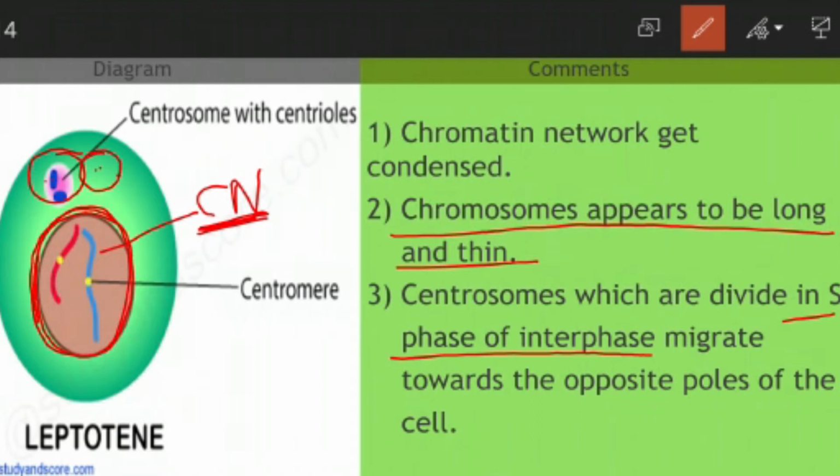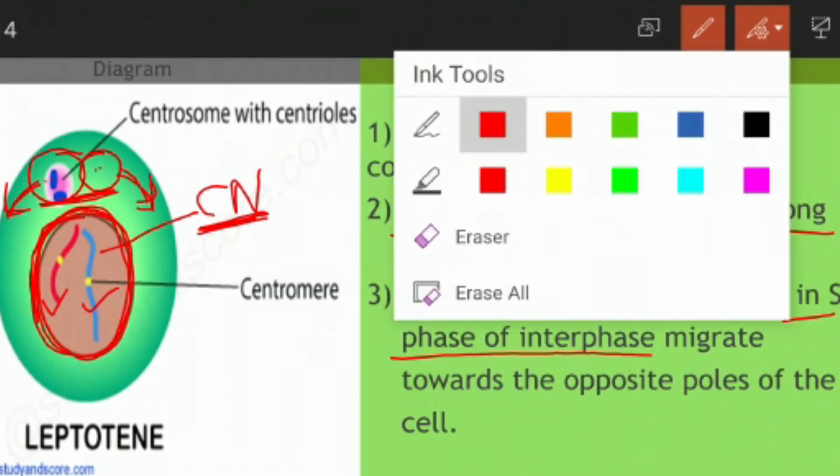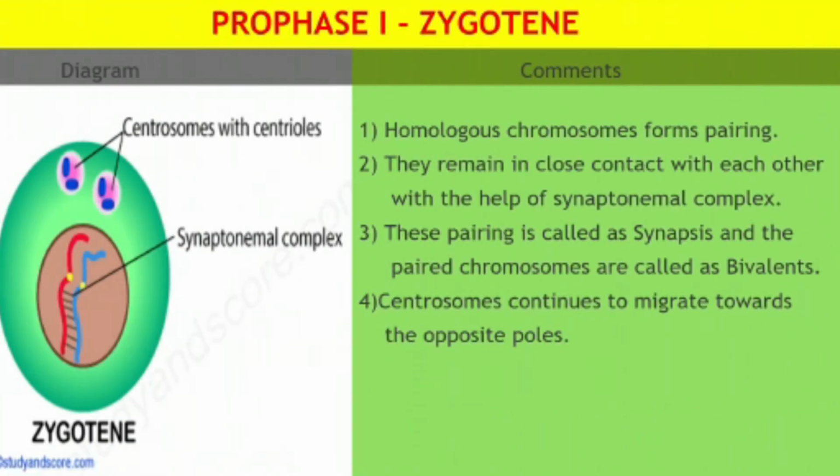These two centrosomes start migrating towards the opposite poles. Only two things are taking place over here. Here the chromatin network gets condensed and the chromosome appears to be long and thin. And second point, the centrosomes which are already duplicated in S phase of interphase start migrating towards the opposite poles of the cell. So here we have completed leptotene.